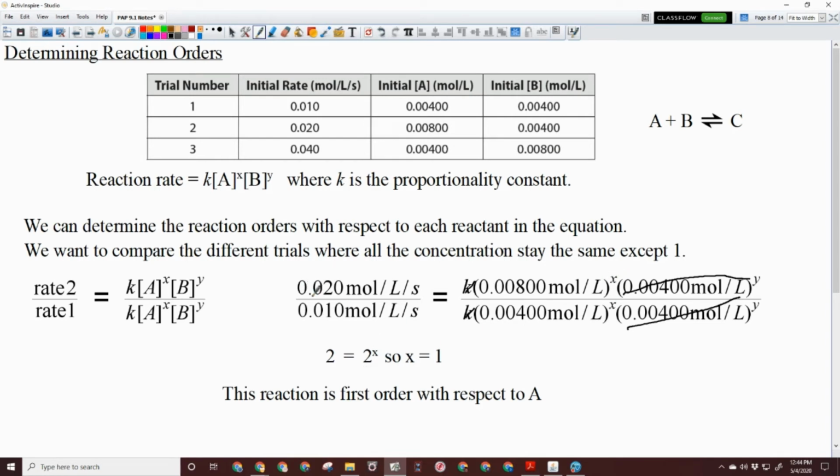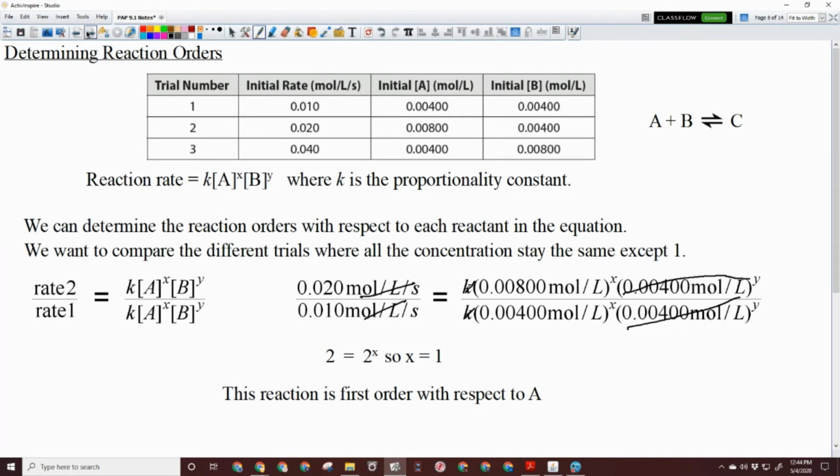And if we take 0.020 divided by 0.10, the units all cancel, and we're going to get 2. So 2 is equal to 2 to the x. If we solve for x here, x is going to be 1 because 2 to the 1 is 2. So for this reaction with respect to A, since A is what's changing and we're holding B the same, this is a first order reaction, because x is equal to 1.